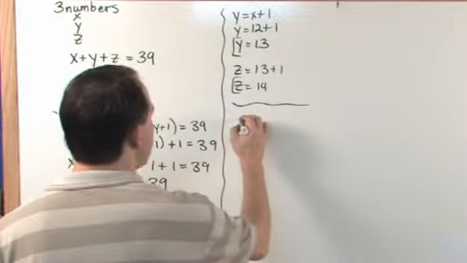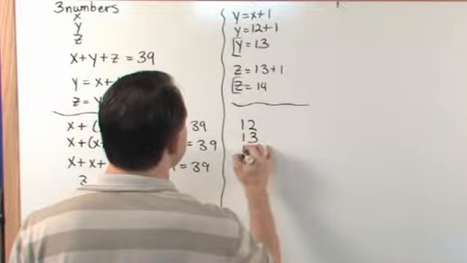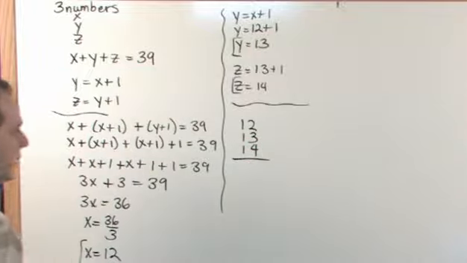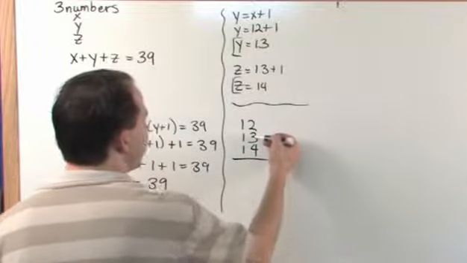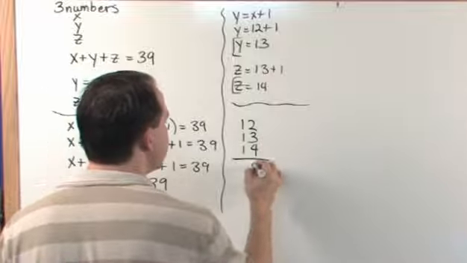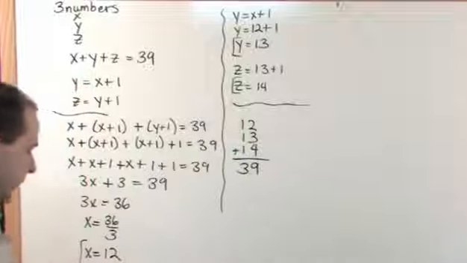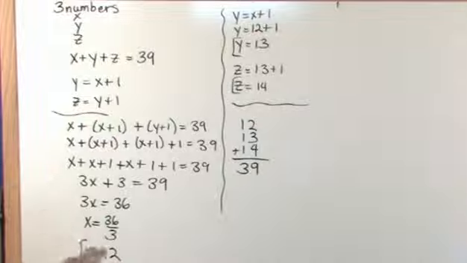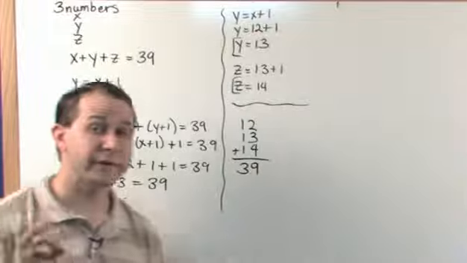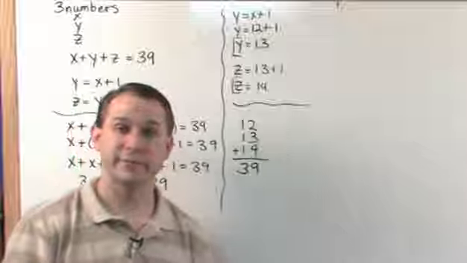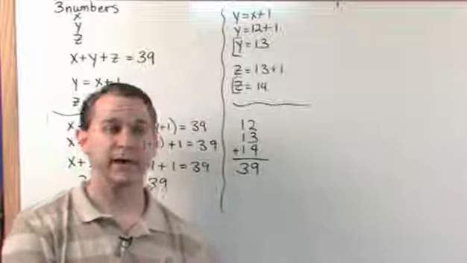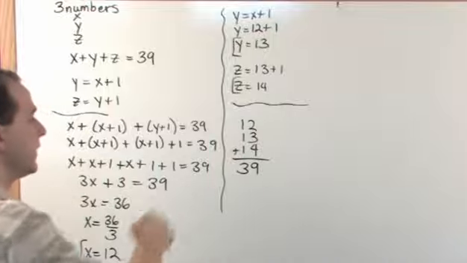So let's see. 12 plus 13 plus 14. Let's see if these all add up to 39. Okay, 4 plus 3 is 7, plus 2 is 9. Okay, 1 plus 1 plus 1 is 3. So they do add up to 39. So these are the right numbers, and these are the only right numbers, by the way. There are only 3 consecutive numbers that add up to 39, and these are they. Okay, they add up to 39, and they're all consecutive.